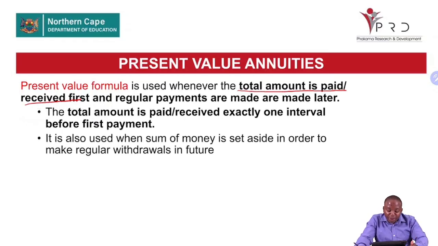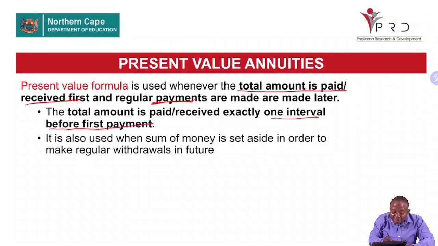What are these regular payments? These are actually repayments, just to add there. So we are repaying the amount that was given to you in the present. So you are given a certain amount first, then you will be expected to repay that amount as it was loaned to you. We are saying the total amount is paid and received one interval before the first payment. That's what we are saying.